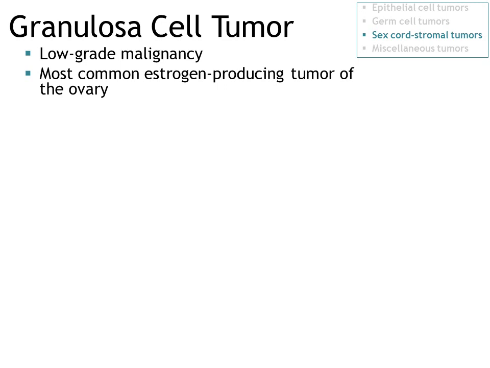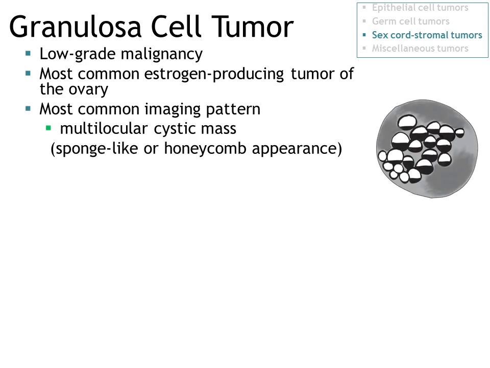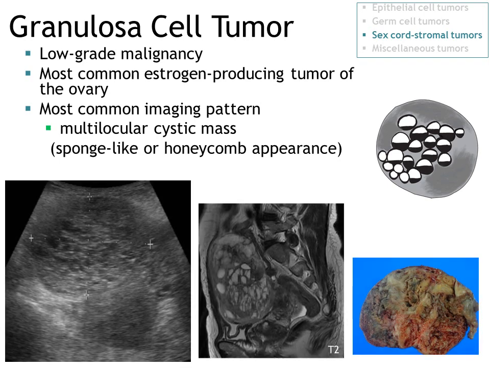Granulosa cell tumor is a low-grade malignancy and is the most common estrogen-producing tumor of the ovary. The most common imaging pattern is a multilocular cystic mass composed of innumerable small locules with frequent fluid levels due to intracystic hemorrhage, the so-called sponge-like or honeycomb appearance. This is a case of granulosa cell tumor showing this imaging pattern.